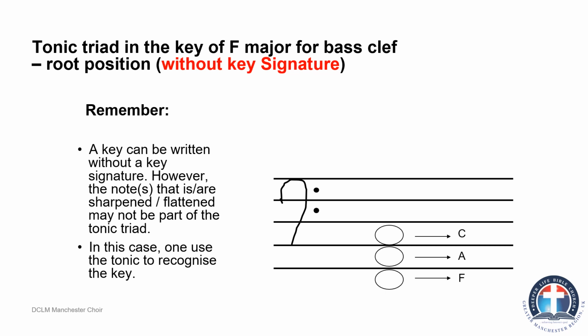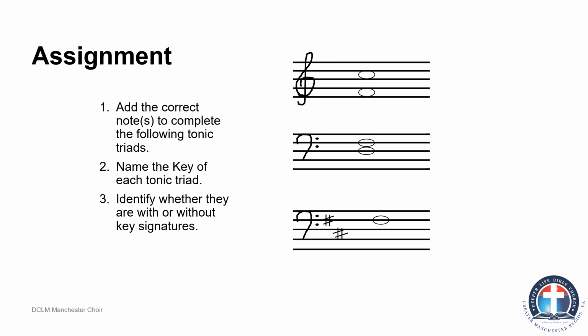So, tonic triad in the key of F major, now for bass clef without the key signature. Right? What again is a tonic? F. Thank you. So the tonic is F. So how do we identify this? This triad is F major because our first note here is F. So there's no key signature, but we can tell from the tonic that this particular tonic triad is F major.